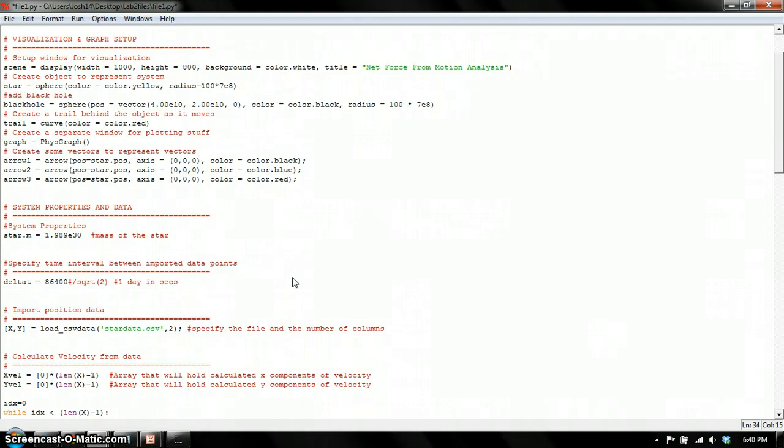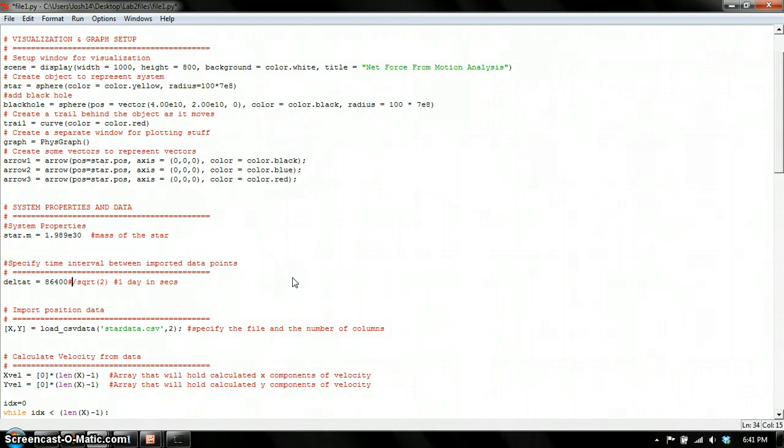This is my lab 7 for Physics 2211. The main objective of this lab was to create a model using the x and y coordinates of a star to determine the mass of a black hole at the center that has a force on the star and is causing it to move.